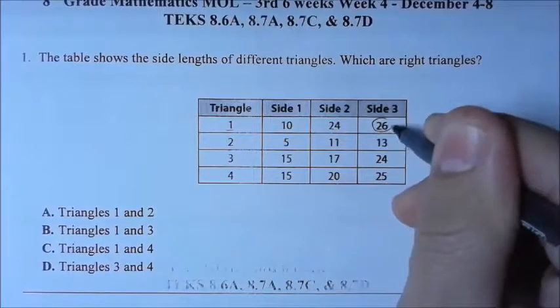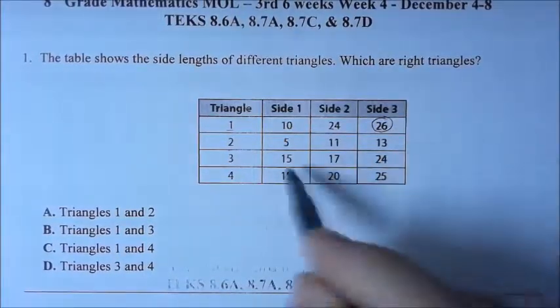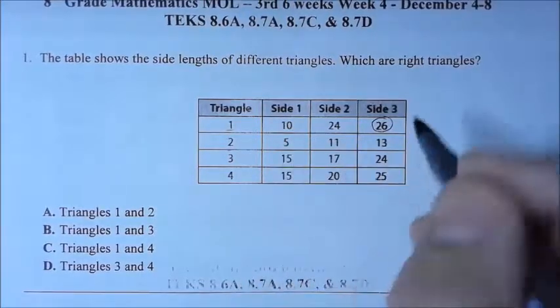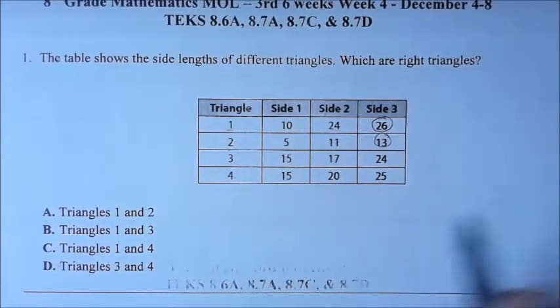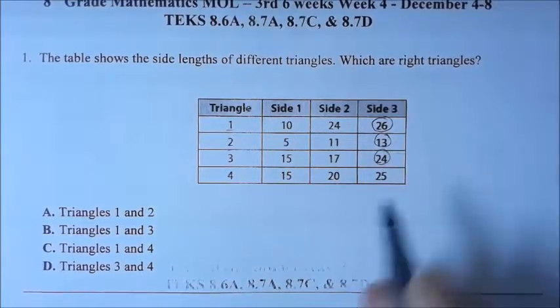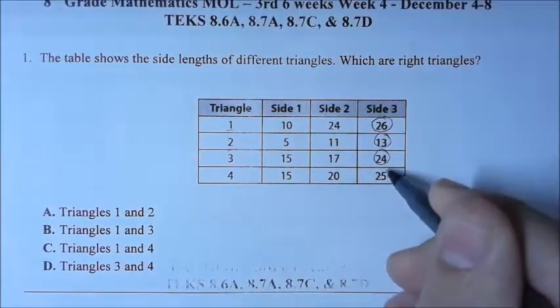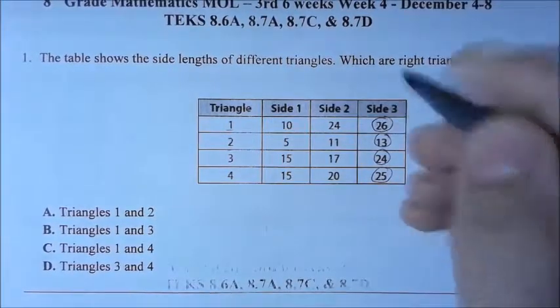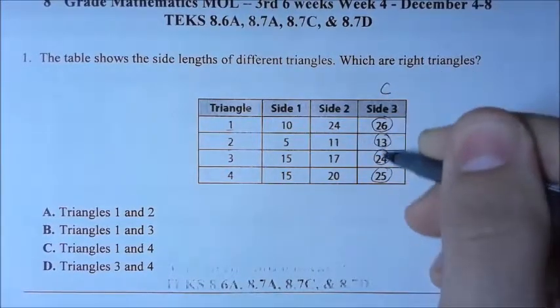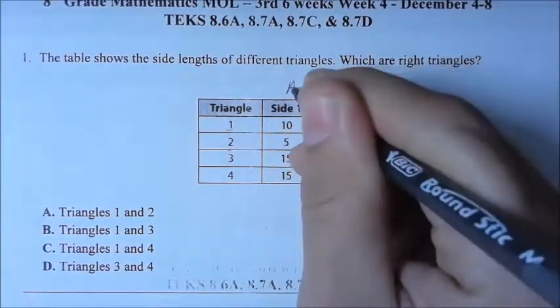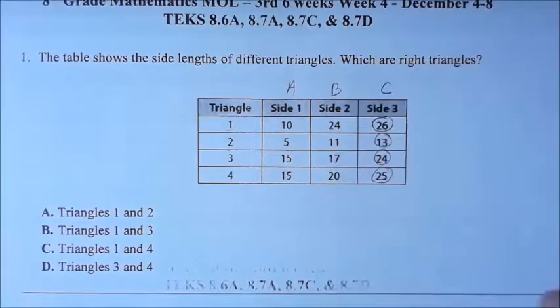This is my hypotenuse here. So I think the best thing to do with this is circle the hypotenuse for each one of these lines. So we got 5, 11, and 13. 13 is the hypotenuse. 15, 17, 24. 24 is the hypotenuse. And 15, 20, and 25. 25 is the hypotenuse. So really nicely, all the hypotenuses, in other words, C, are all right here in this row. And we might as well go in order and say this is going to be leg A and this is going to be leg B.